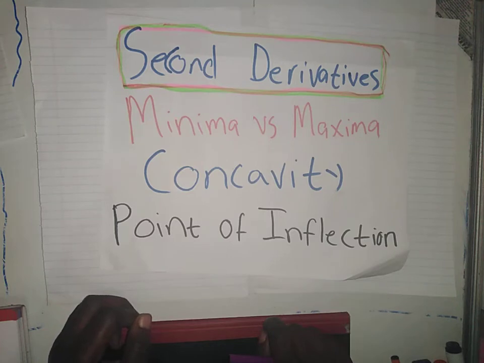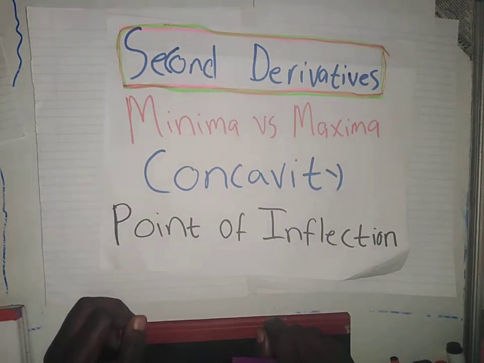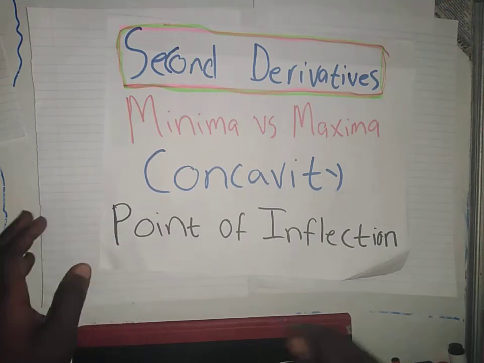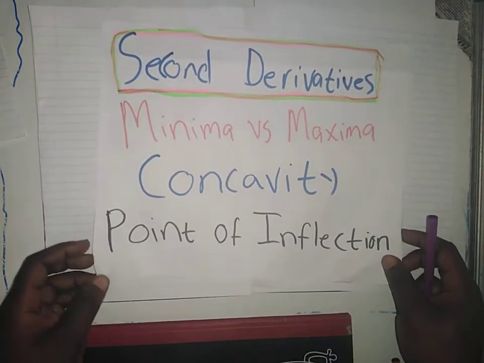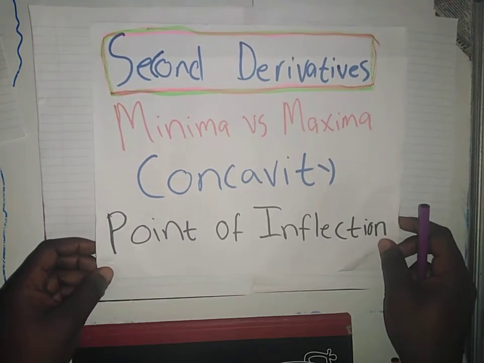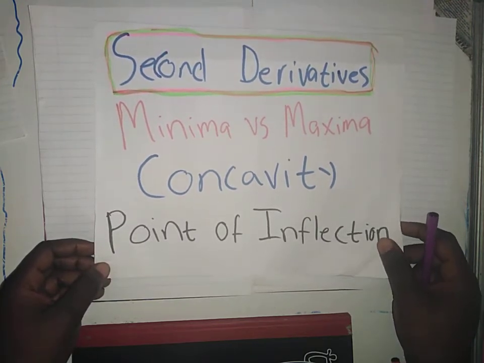So at the end of this session, you should know, number one, what is a minimum and what is a maximum, and then what is concavity, and how do you see concavity, and how to find the point of inflection, and how to answer all questions that surround these three points: minima versus maxima, concavity, and point of inflection. This is for grade 12, paper 1 for calculus, for the CAPS syllabus in South Africa.